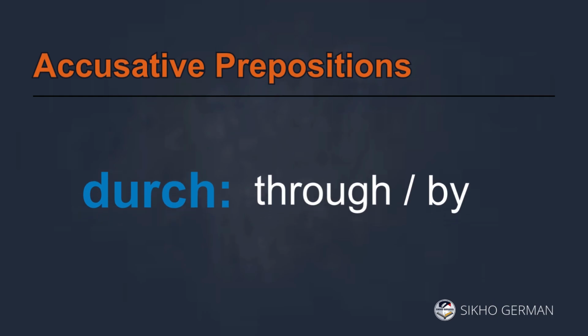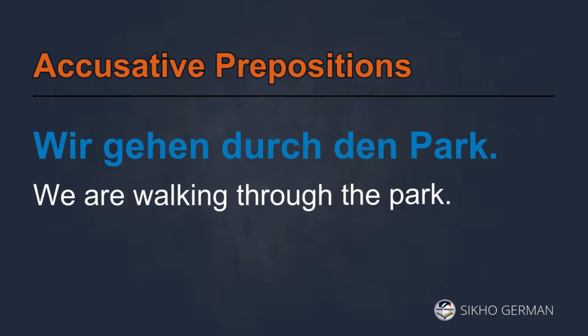Let's start with durch, through or by. Wir gehen durch den Park. We are walking through the park. Notice, der Park, nominative, becomes den Park, accusative, after the preposition durch. The masculine article changes from der to den, because durch requires the accusative.